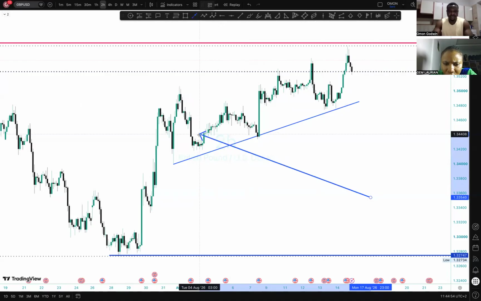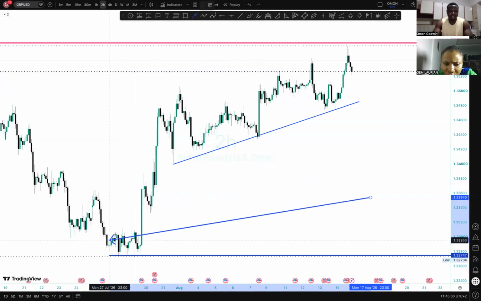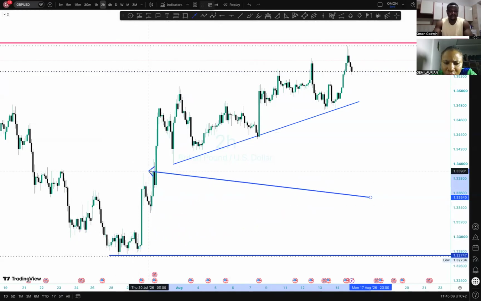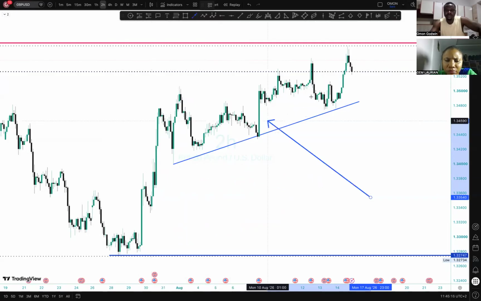If you mark out this change of character, it's not even that clear. Look at this change of character here. This one is more clear. You see, when the market came back to liquidate this support, at the end of the day, the market bought. Then what am I going to do now as a trader? You know, it's a game of probability. I'm going to look out for this zone.